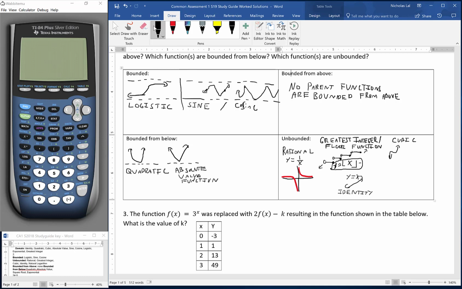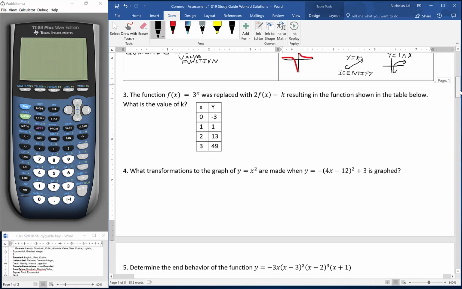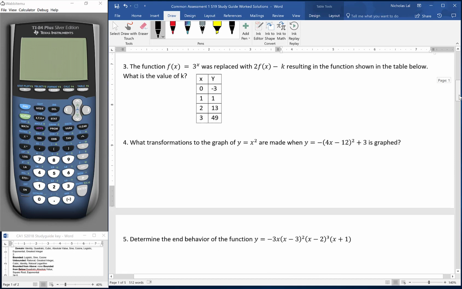And natural logarithm, y is equal to the ln of x, and this function looks like that. I'm going to try to improve my handwriting. That's okay. Now we're going to move to question 3.